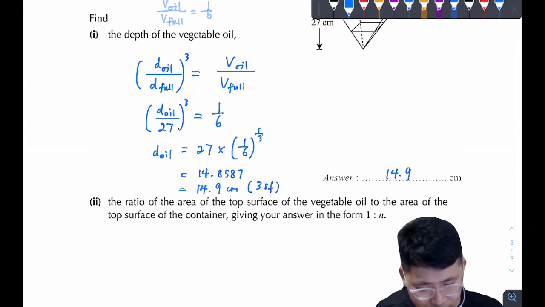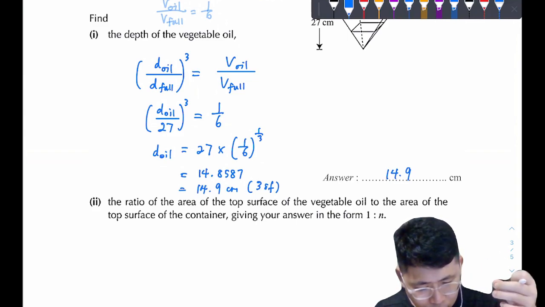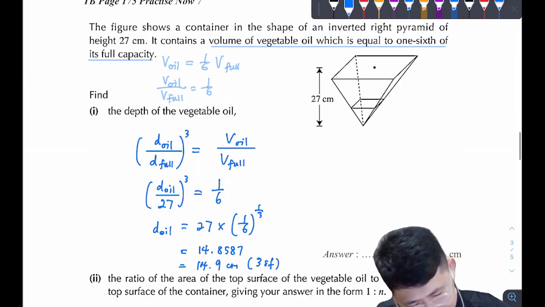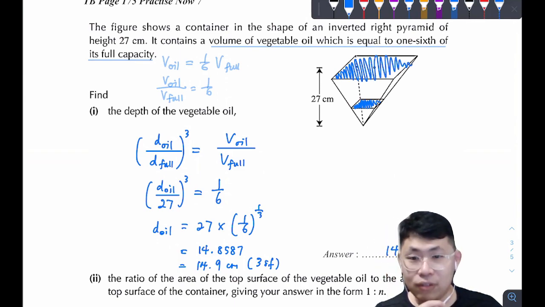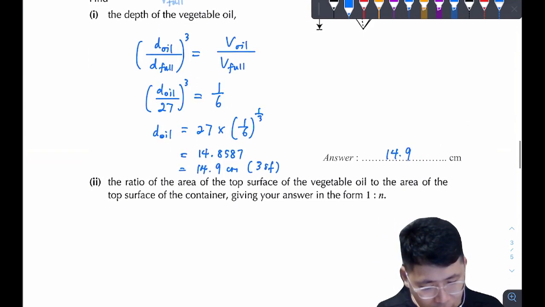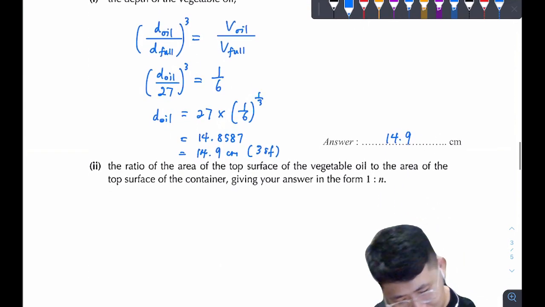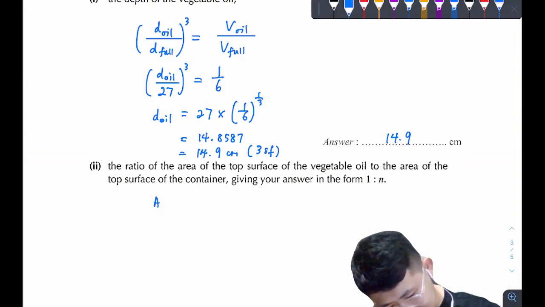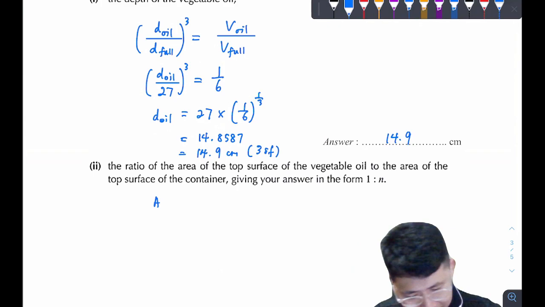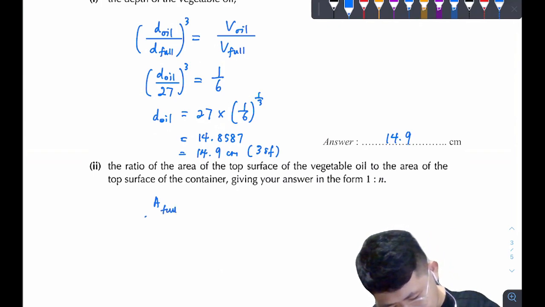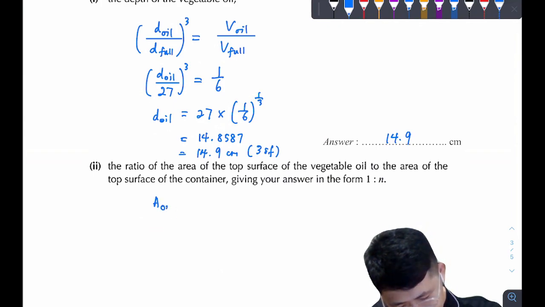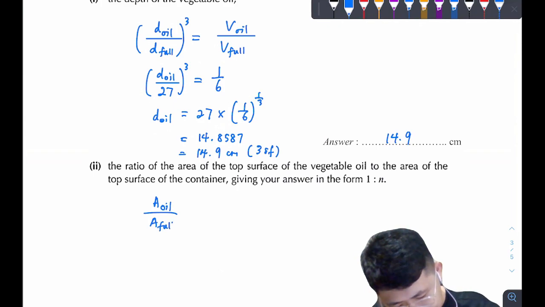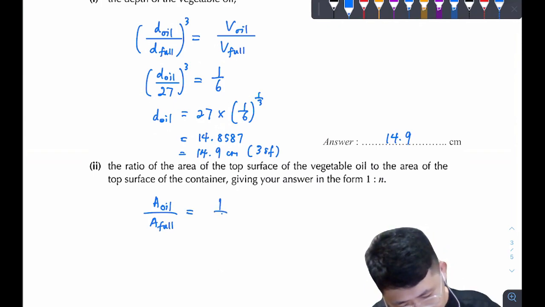okay, we want to find the ratio of the area on top to the area of the top surface. So over here, this area versus this big area over here. Do you see this? Right? Okay, area of the full thing to the area of the oil, giving your answer in the form of 1 to n. So the area of the oil as compared to the area of the full thing, right? It's going to be equal to 1/6, right?